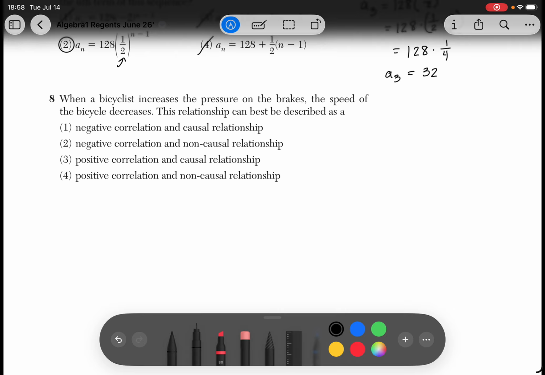Since we have separate correlations in a sense, one of our variables is directly correlated to increasing the pressure, and the other variable is correlated to decreasing in speed. We know that we need to have a negative correlation because we have opposite values. So we can automatically cancel out 3 and 4.